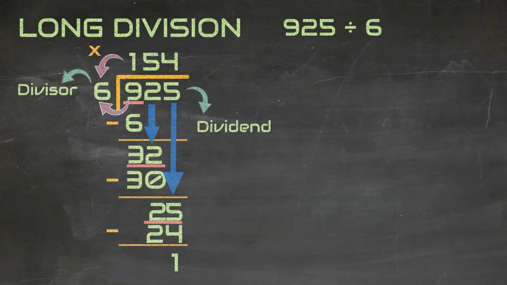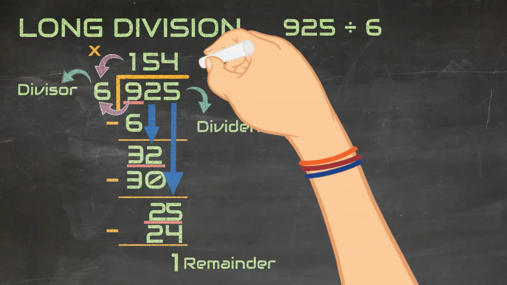Since there is no more digit in the original dividend to bring down, the operation stops here. 1, therefore, is the remainder. 925 divided by 6 is therefore equal to 154, remainder 1.